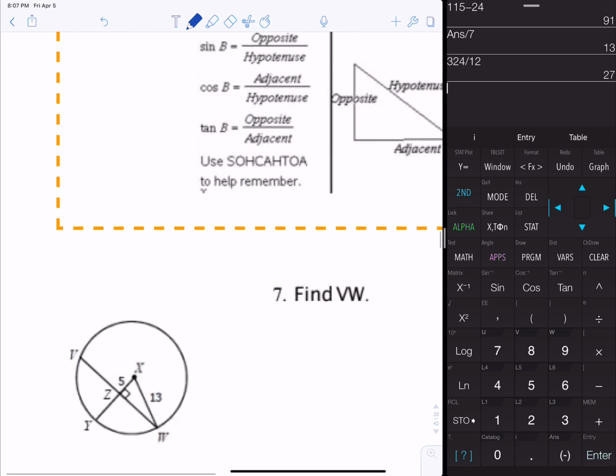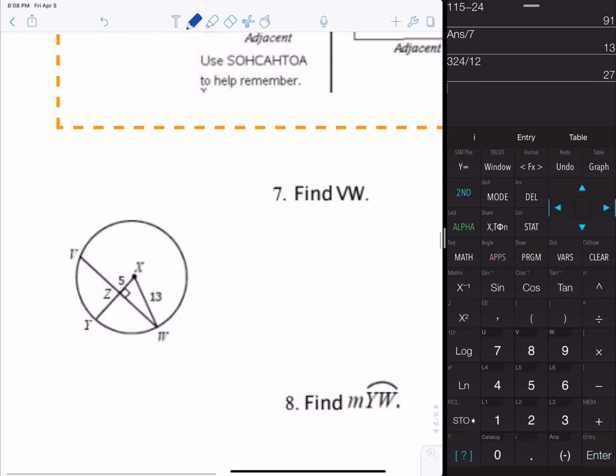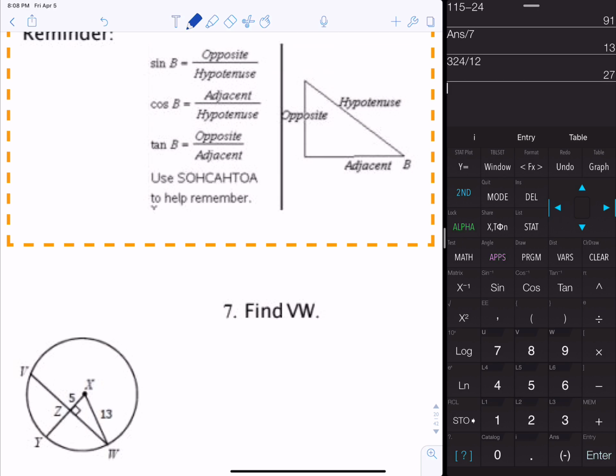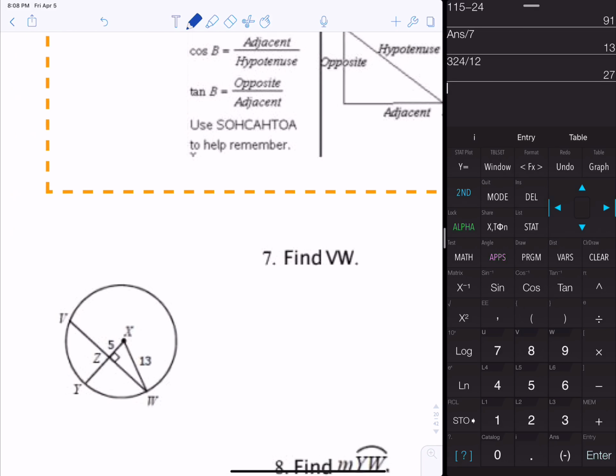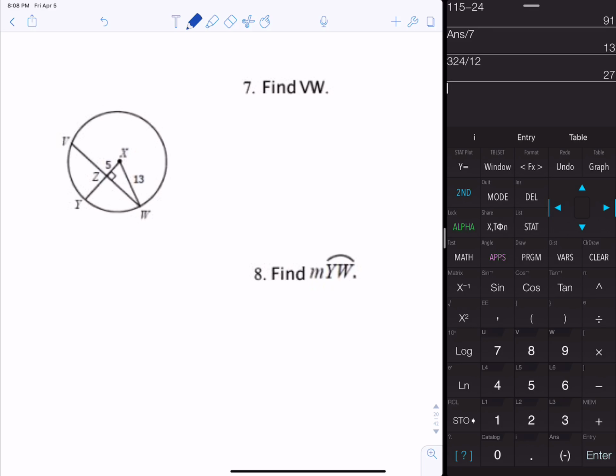All right, I think we have another one down here. 2 more questions. So this example says find VW. And above there in your notes, it has a reminder about sine, cosine, and tangent and how we can use those to figure out missing sides or angles. So we need to find VW, the chord right there. And we know that this right triangle has a side of 5 and 13. So we could find the third side just using Pythagorean theorem.